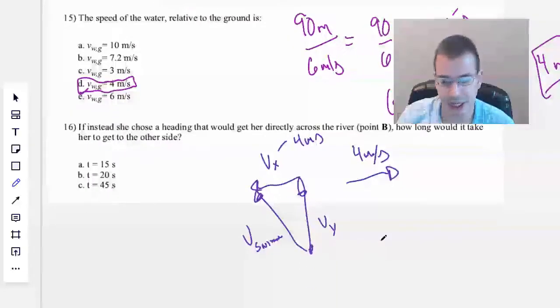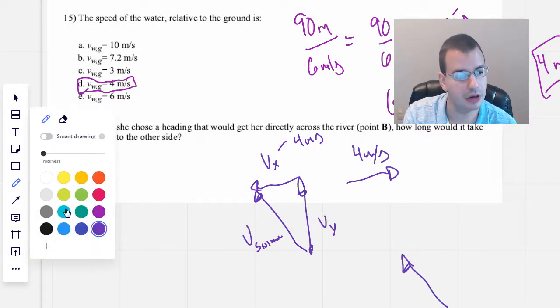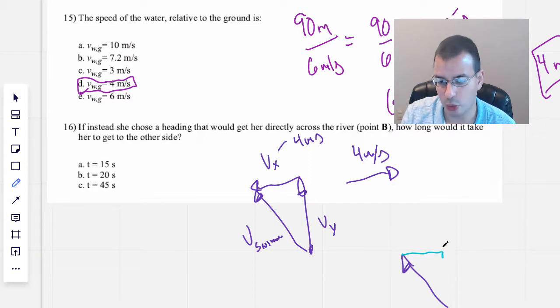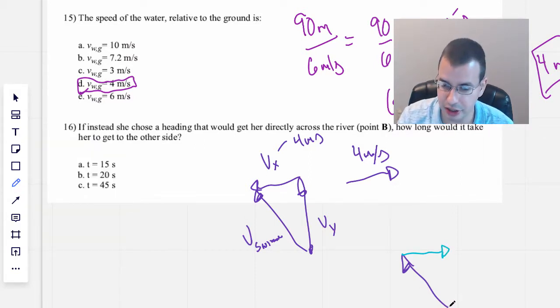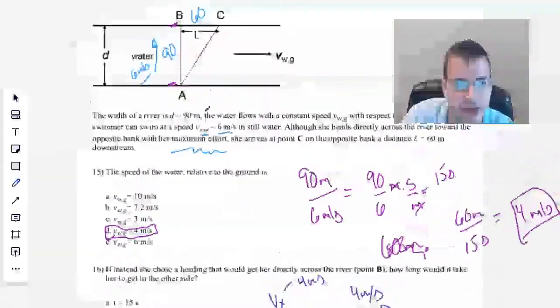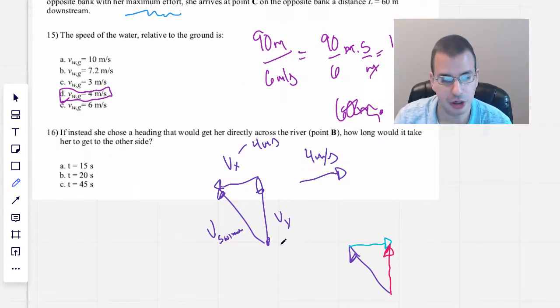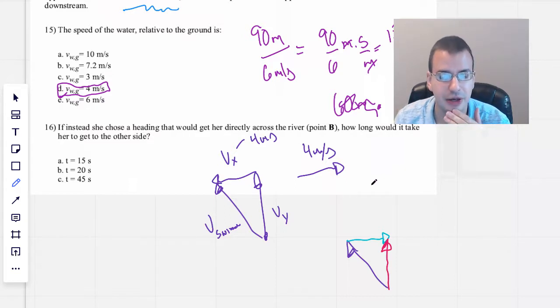So when you add them together, you're going to have something that looks kind of like this. This is the velocity of the swimmer. This is the velocity of the water. And therefore, their net, when you add them together, will look like this. And this is what we want, straight from point A to point B. And so, let's see, if instead she chose, how long would it take?